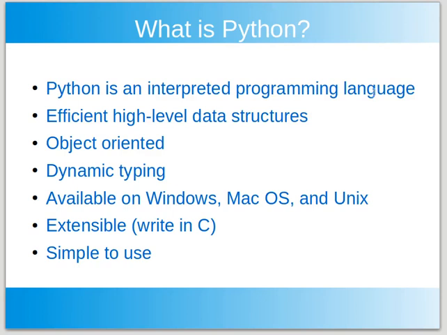Interpreted programming language, as opposed to compiled programming language, means that you can type it right away and it'll just run, whereas with a compiled programming language such as C or Java, you would have to compile the source code every single time, and that can take a long time, depending on how big your program is. Efficient high-level data structures: it's a very high-level language, so you can do a lot of things that you normally wouldn't be able to do with something such as C.